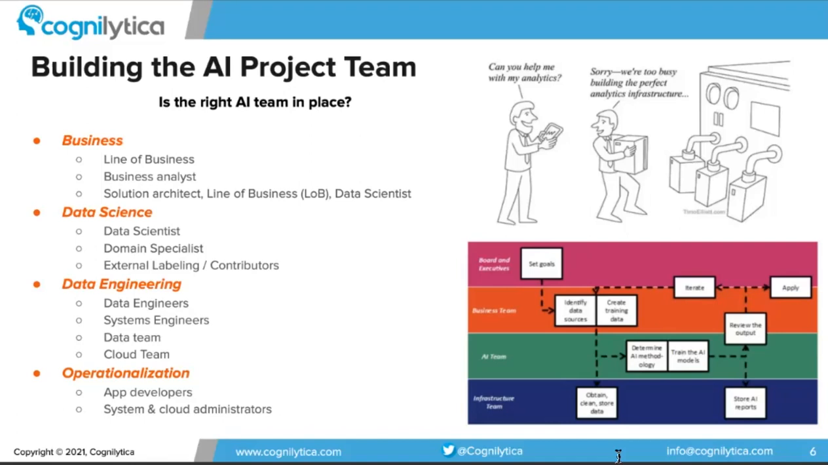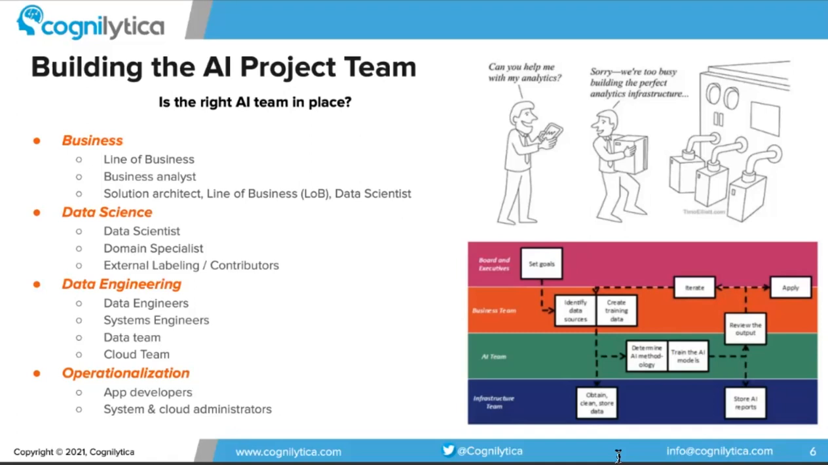So if necessary, do you have external labeling or contributors so that you can get your data, especially in supervised learning that needs good, clean, well-labeled data? Do you have labeling solutions in place? We also talk about the data engineering role. Within this role, do you have data engineers, system engineers, a data team, and also a cloud team in place that you're utilizing for this project and this team?